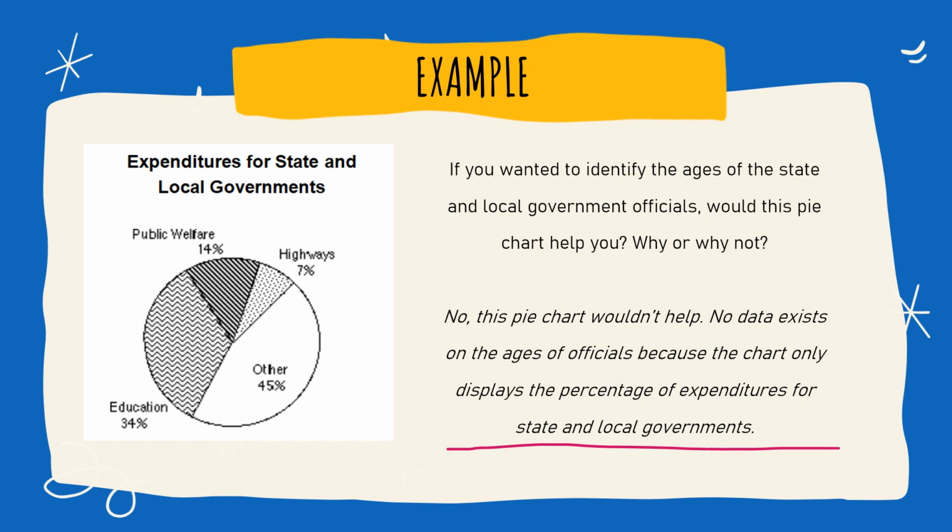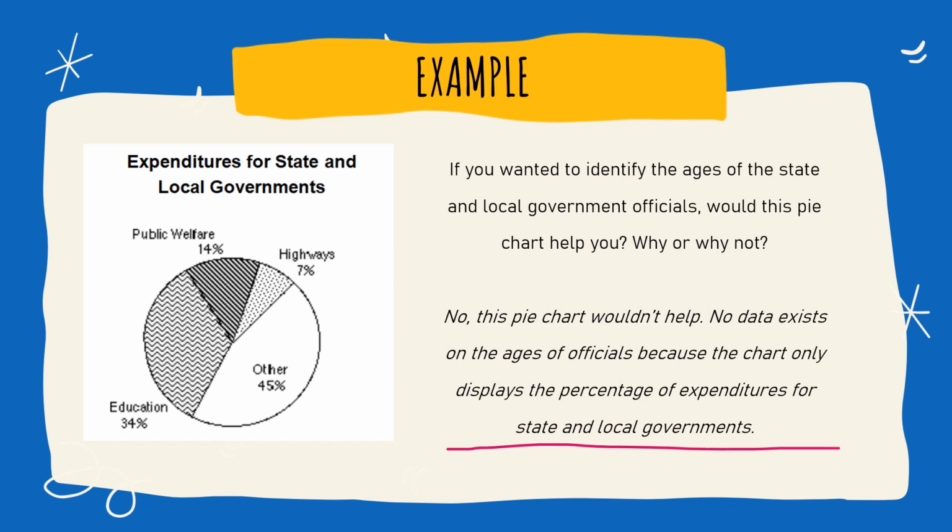So here's an example of an appraising information type of question. Looking back at the visual text on expenditures for state and local governments just now, imagine as if you received this kind of question. If you wanted to identify the ages of the state and local government officials, would this pie chart help you? Why or why not? You have to look at the pie chart. Does it really help you to identify the information that was required by the question? The answer is no, the pie chart does not help.